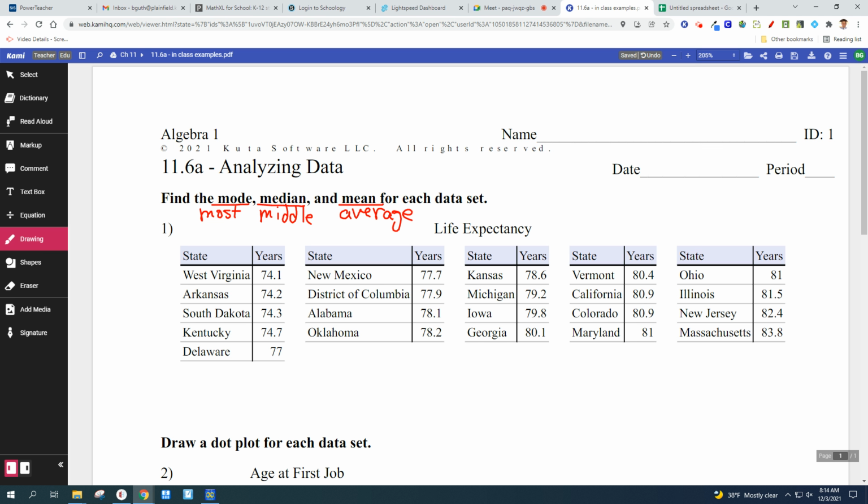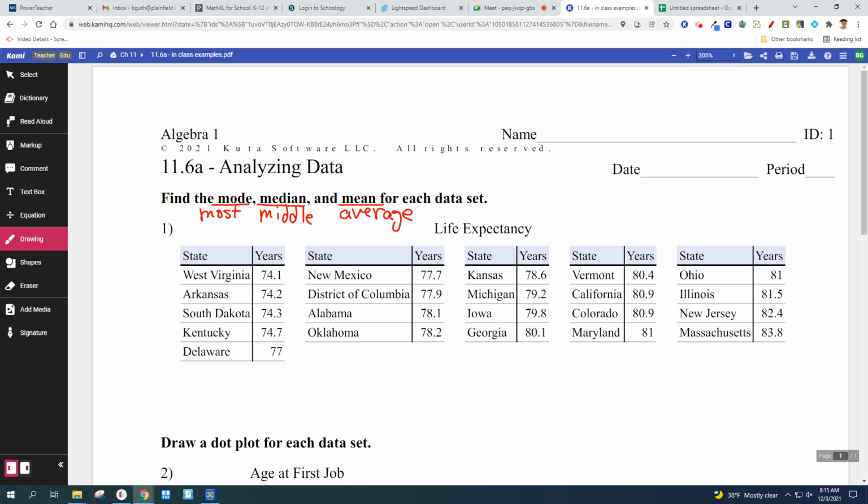So we've got a list of numbers. We've got some states, we've got some years. It says life expectancy. So who has the longest life expectancy? Massachusetts? And West Virginia is the shortest. Okay, fine. So we see all these numbers, and we're going to find the mean, median, and mode.